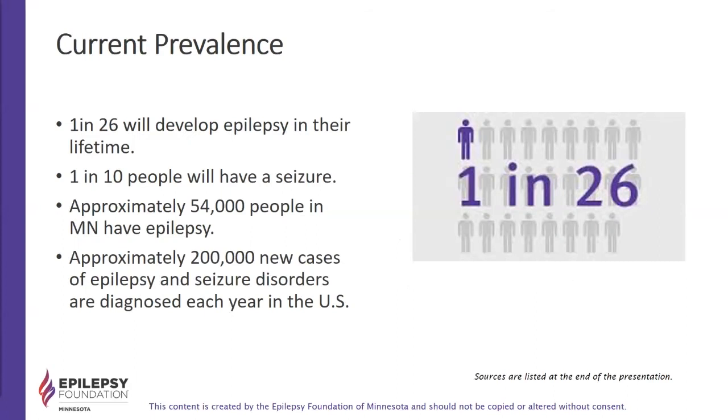The current prevalence of epilepsy, about 1 in 26 people will develop epilepsy at some point in their lifetime. About 1 in 10 people will have a seizure. These, again, could be either someone with epilepsy having a seizure or one of those isolated seizures, such as a febrile seizure or a diabetic seizure. Approximately 54,000 people in Minnesota have epilepsy. And then we see about 200,000 new cases of epilepsy and seizure disorders being diagnosed each year in the United States.